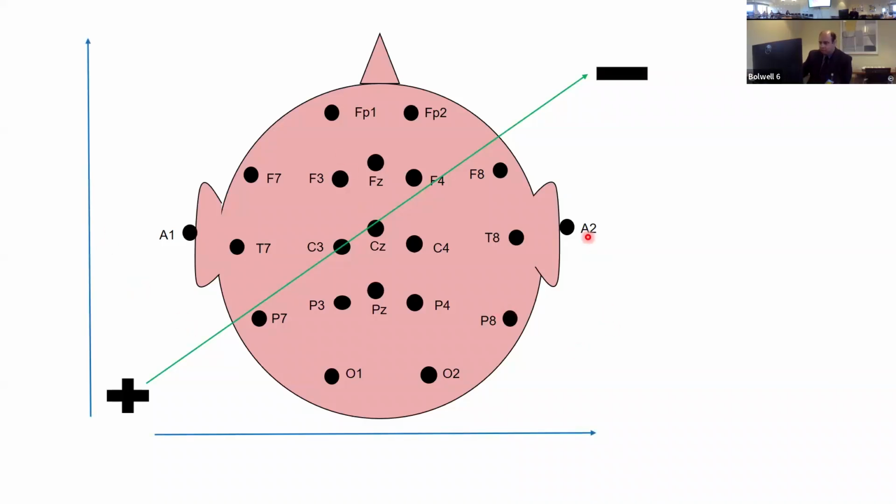Okay, the EKG vector has a very specific orientation on the head. If this is the left, the right, front, the back, the EKG vector is oriented in an oblique manner across the scalp like this, which determines its distribution. You have a large positivity in A1 and a large negativity in A2. This is just the polarity of the QRS complex on the head.